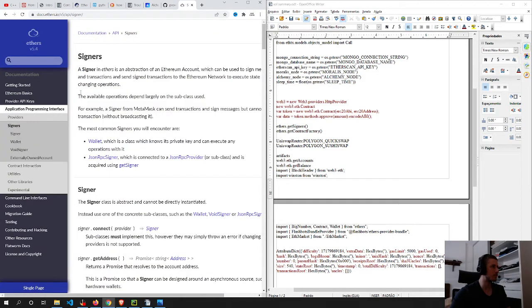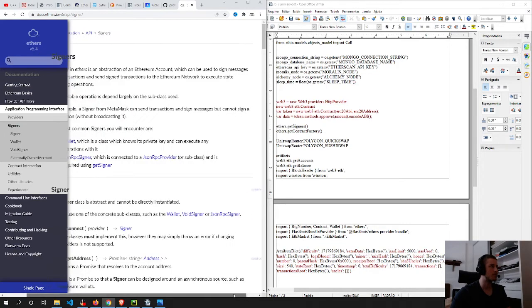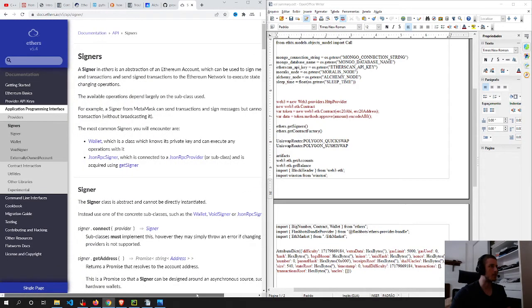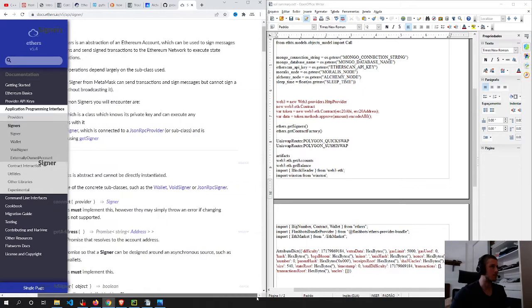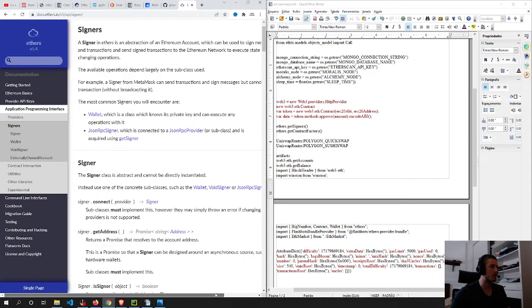Signers. A signer in Ethers is an abstraction of an Ethereum account, which can be used to sign messages and transactions and send signed transactions to the Ethereum network to execute state-changing operations. The available operations depend largely on the subclass used. For example, a signer from MetaMask can send transactions and sign messages, but cannot sign a transaction without broadcasting it.